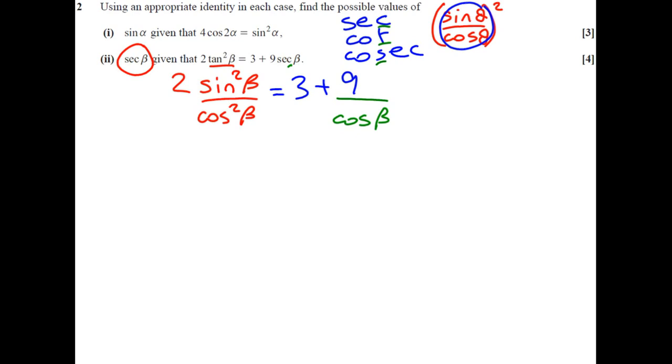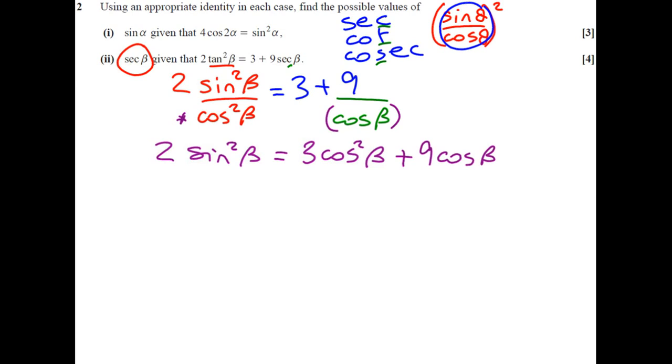Well, what we can do is we can times up by cos squared beta. So let's have a go at doing that. Let's times up by cos squared beta. So we get 2 sine squared beta left on the left-hand side. 3 cos squared beta. Remember, we times everything by cos squared beta. We've already got a divided by cos beta here, so we're just going to be left with cos beta on the top. That's starting to look like something from core 2 a little bit, but we want to make sure that all our trig things are the same.